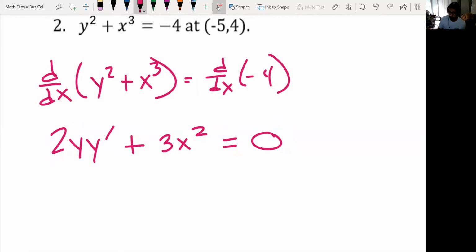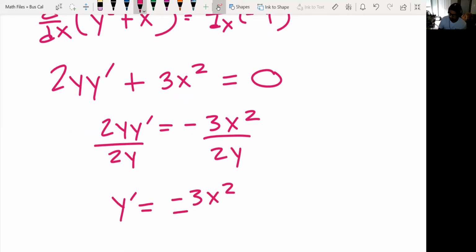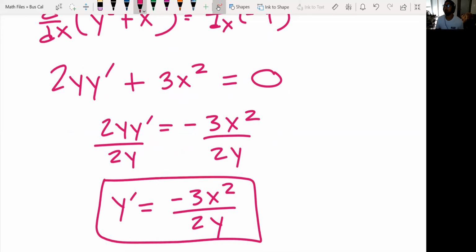Now just solve for y prime. Subtract the 3x squared to the right side. You get 2y y prime equal to -3x squared. Divide by 2y, divide by 2y, and y prime is equal to -3x squared over 2y. That's it.